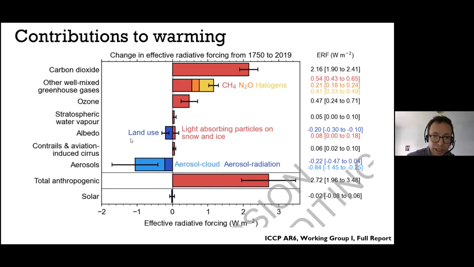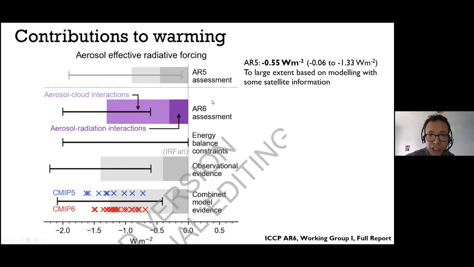So we are interested in this part. And the interesting thing about this aerosols part is that it hasn't really changed a lot over the years. So AR6 is the current assessment report of the IPCC. I'm sorry, there's a typo here. It's the current assessment report. AR5 is the one prior to it. And we can see that the range of values hasn't really changed a lot. It's been narrowed a bit, but there's still lots of uncertainty, mostly in the aerosol cloud interactions.